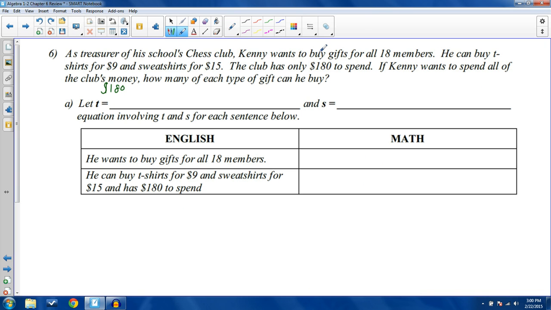So it looks like there's only one possible way for you to get $180 based on this combination. I think that's the idea. The number of T-shirts is represented as T. How appropriate. The number of sweatshirts is defined as S.